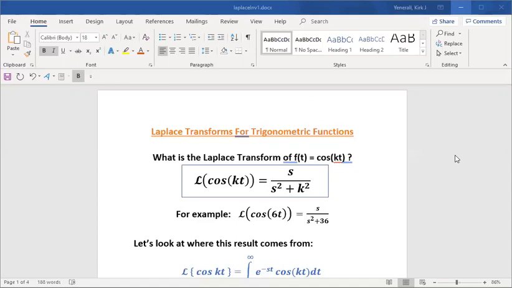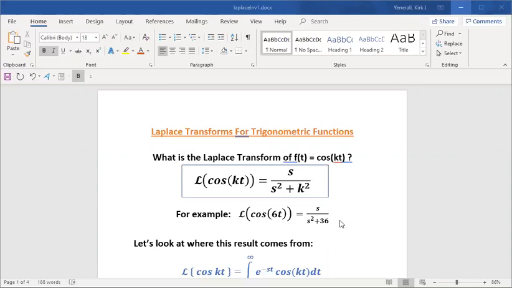One important result that is quoted in section 7.1 is that the Laplace transform of the cosine of k times t is s divided by s squared plus k squared. So that, for example, the Laplace transform for the cosine of 6t is equal to s over s squared plus 36, with k equal to 6 in this particular case.